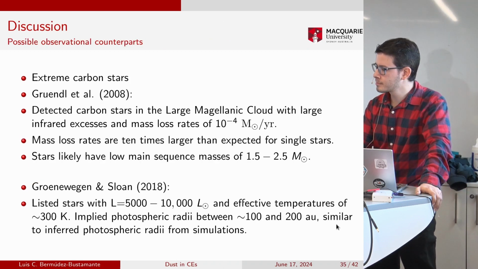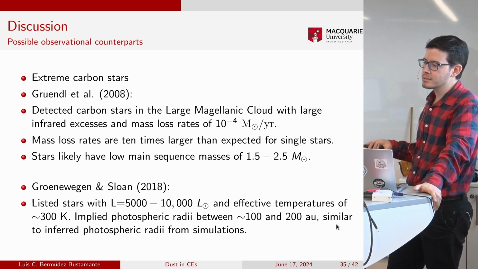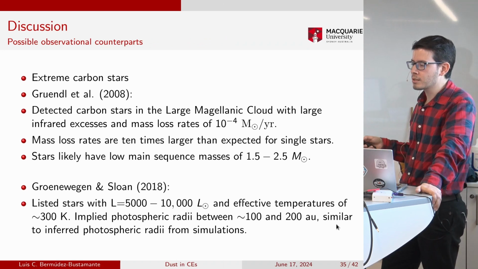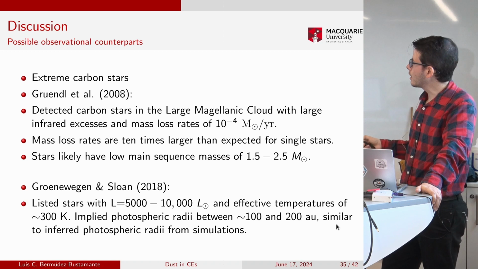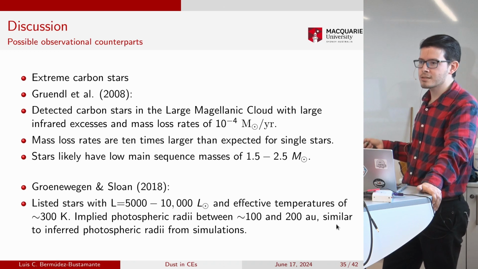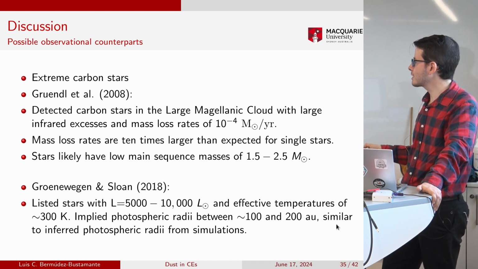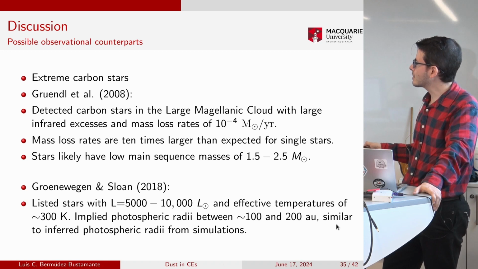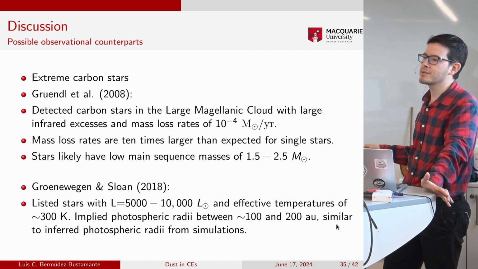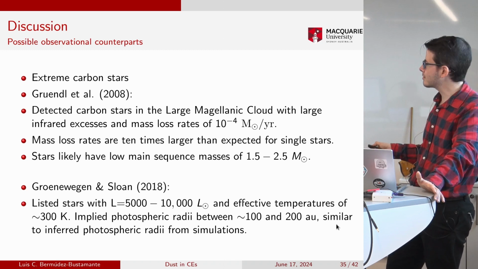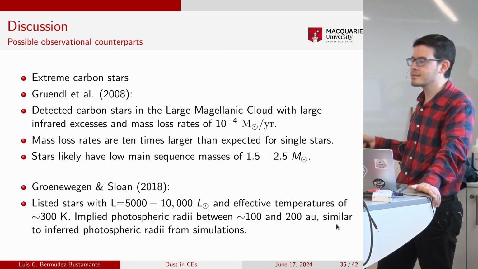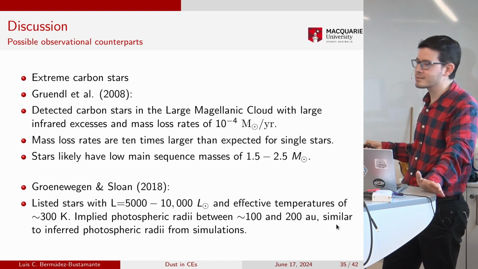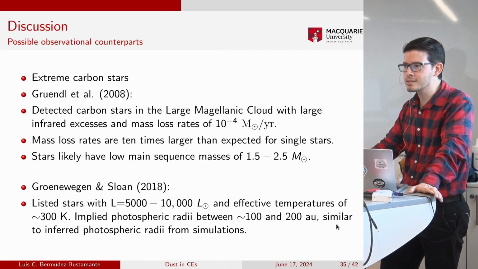Okay. Now, what happens with possible observational counterparts? One of them is extreme carbon stars. Some of them are detected in the Large Magellanic Cloud, but they have mass loss rates of 10 to the minus 4 solar masses per year, and this is really high. This is larger than what is expected for single stars.